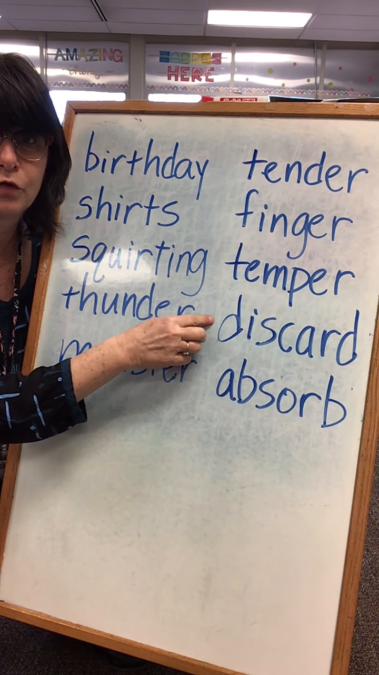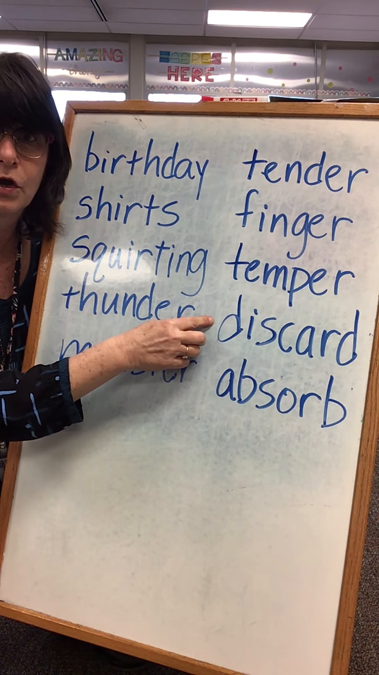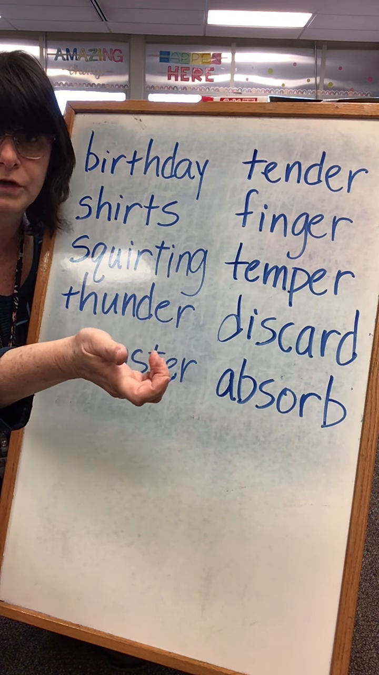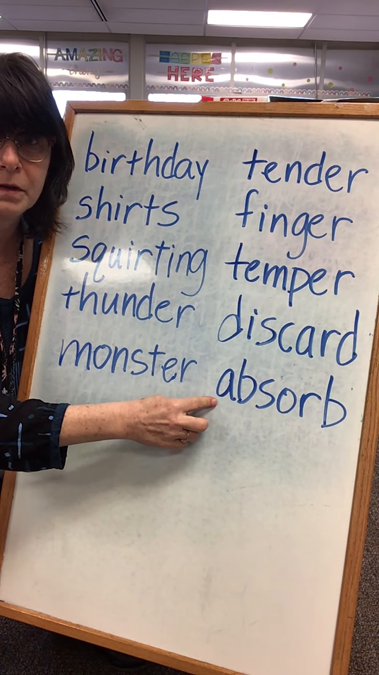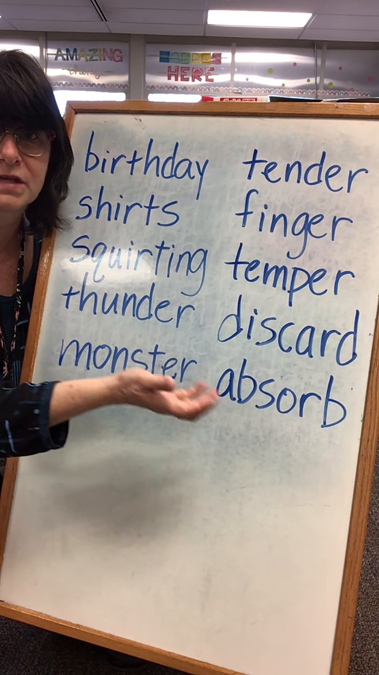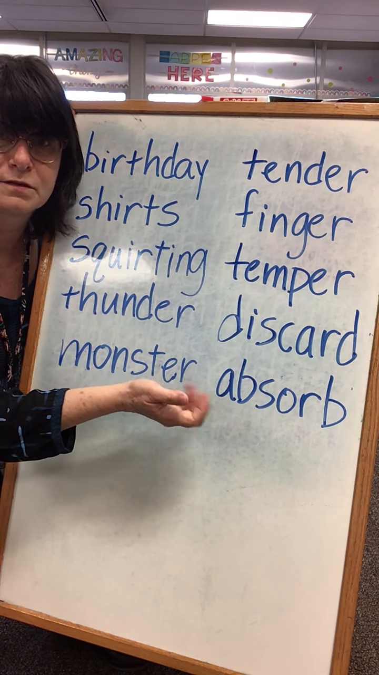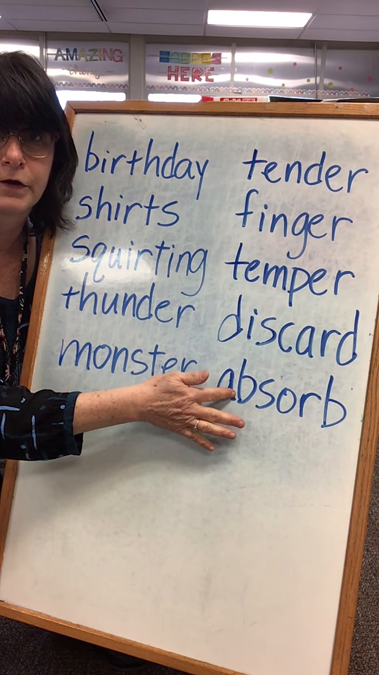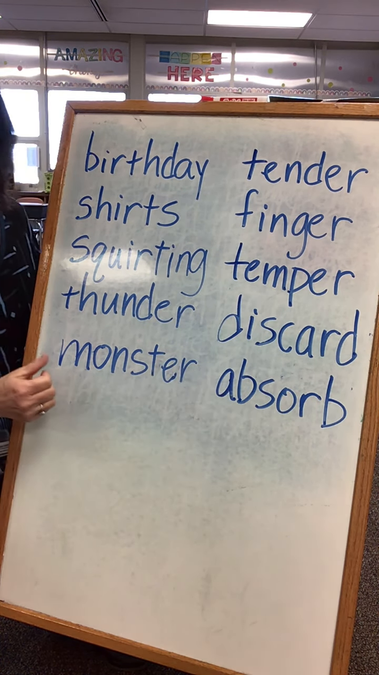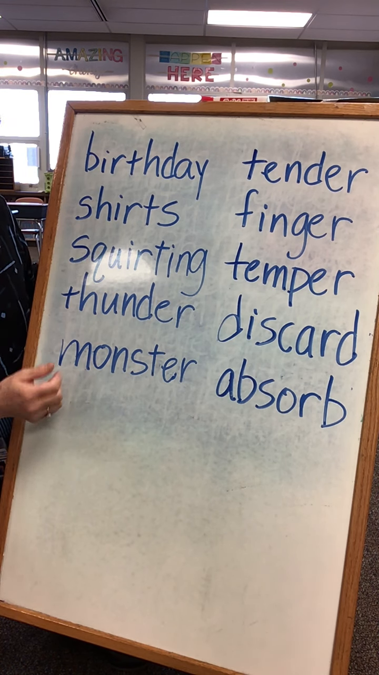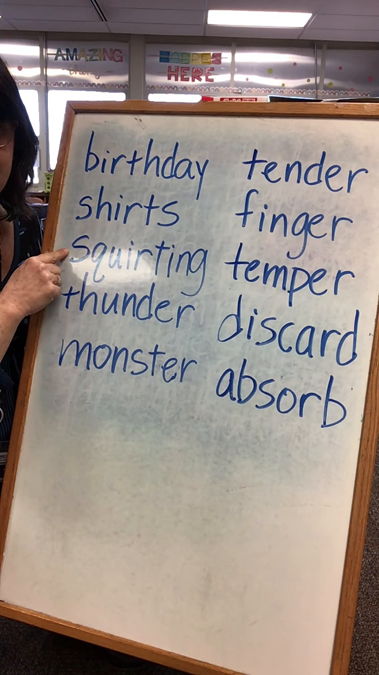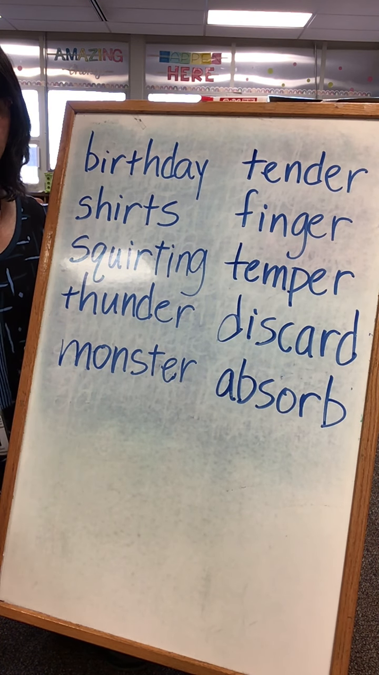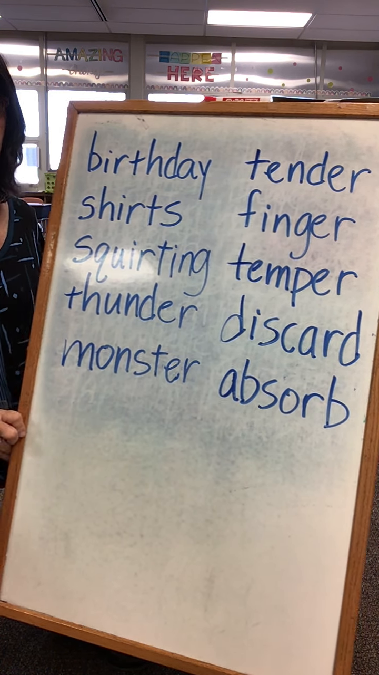Discard means you throw something away. So when you discard in a card game, you put a card out. Discard. Absorb means that something soaks up something, like a sponge would absorb water. Okay? And I think the rest of these you should know. The word squirting is when you spray someone with water, right? I think the rest of these words you probably know.